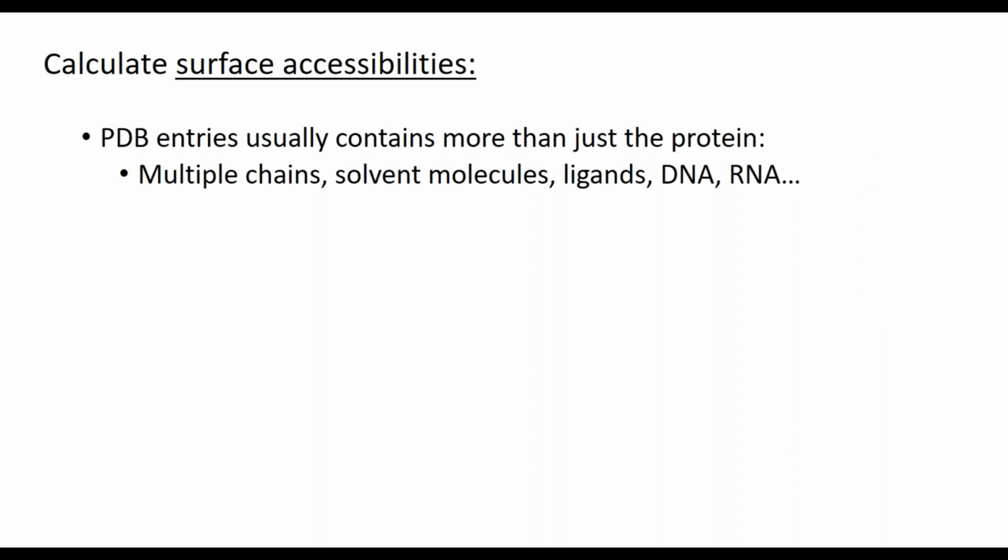But then, as I already mentioned, the PDB structure entries usually contain more than just the protein. They can contain multiple chains when they are part of a polymer, or they also contain solvent molecules, ligands, DNA, RNA. So it depends on the case. There is much more information there, and therefore we are not sure which is the in vivo context in which our proteins are. So we have to see which structure is the most similar to what we have.